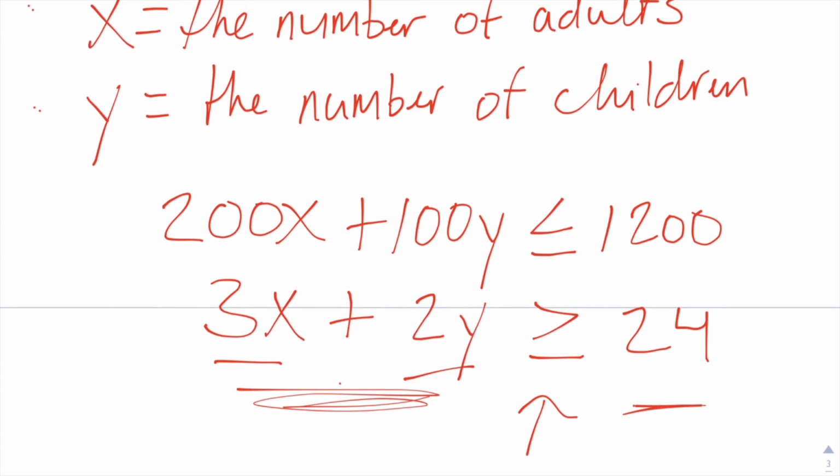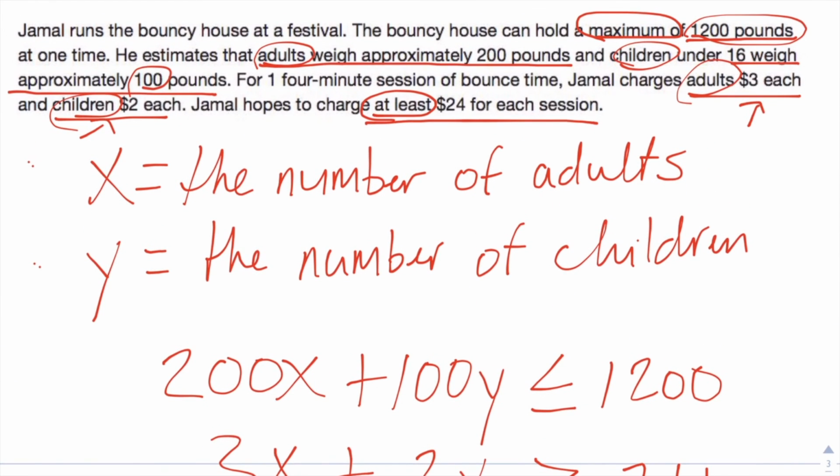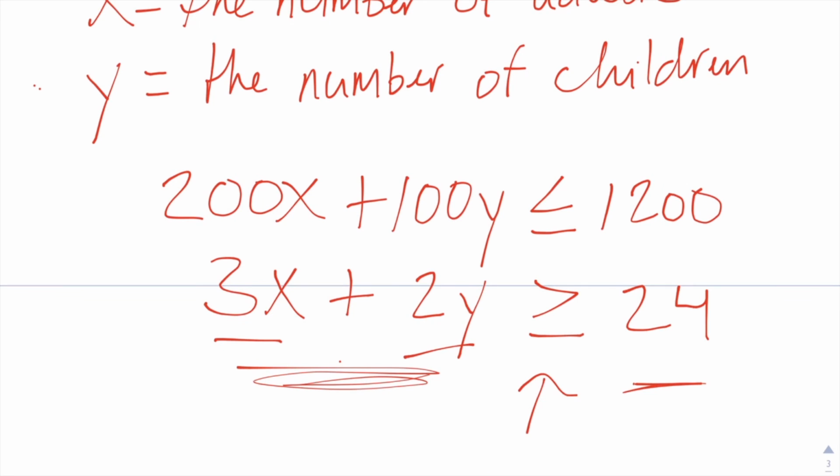If I tell you you have to pick at least 5 oranges, then what's the minimum amount of oranges that you need to pick? 5. But you can pick more, but you need to have at least 5. And that's what this says when you're reading the question. At least 24 for each session. That's greater than or equal to. Okay? Erase this.